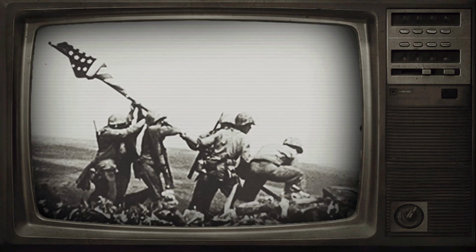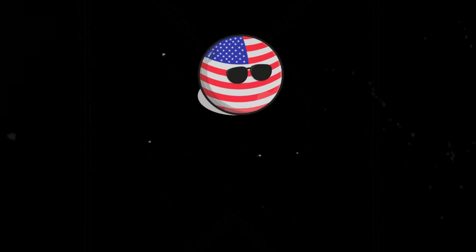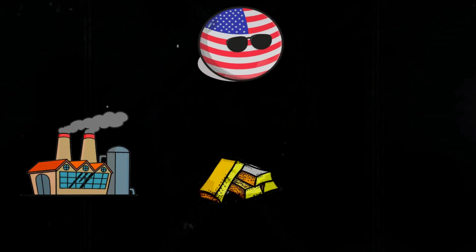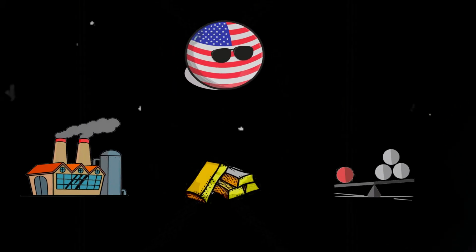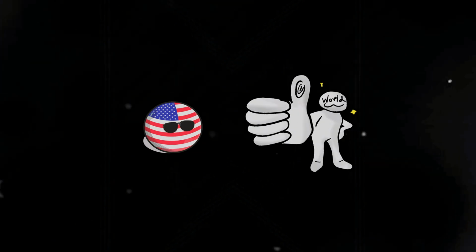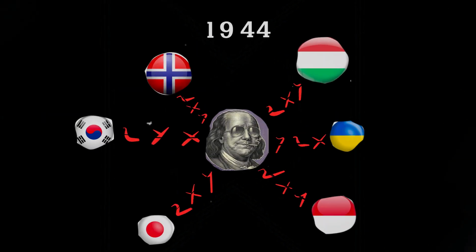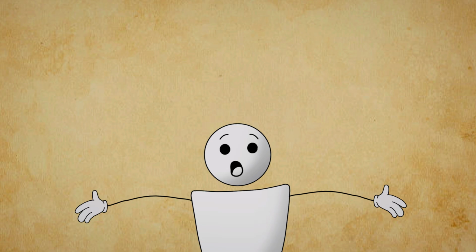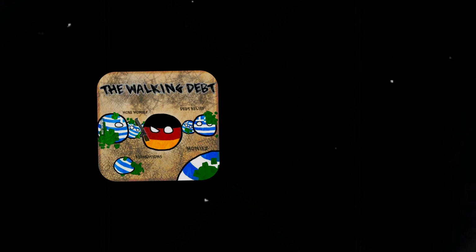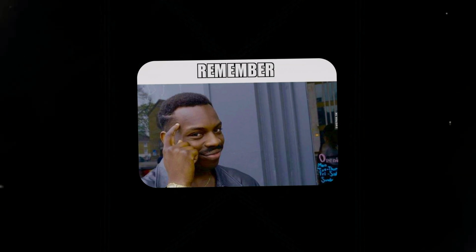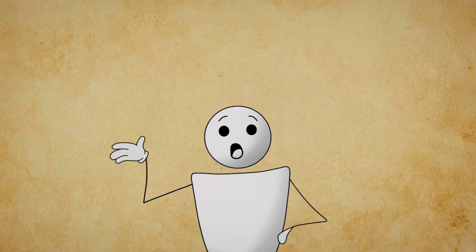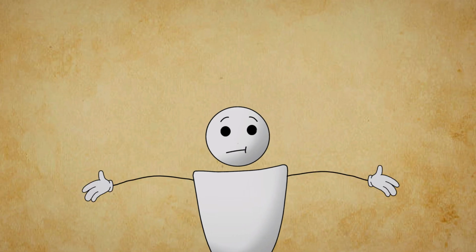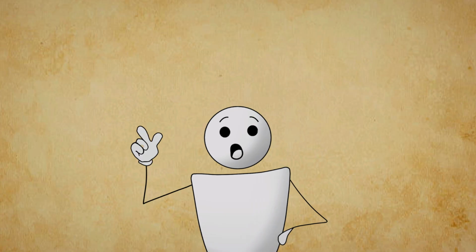On the other hand, after World War II, the US was like a friend who suddenly owned the biggest factory, had the most gold, and was super stable. The world said, "Yep, we trust you." And in 1944, the US dollar became the main currency for global trade. So yeah, this story leaves an impact. If your country had bad debt or political chaos before, investors remember that, and your currency might still pay the price decades later. And now the last question.